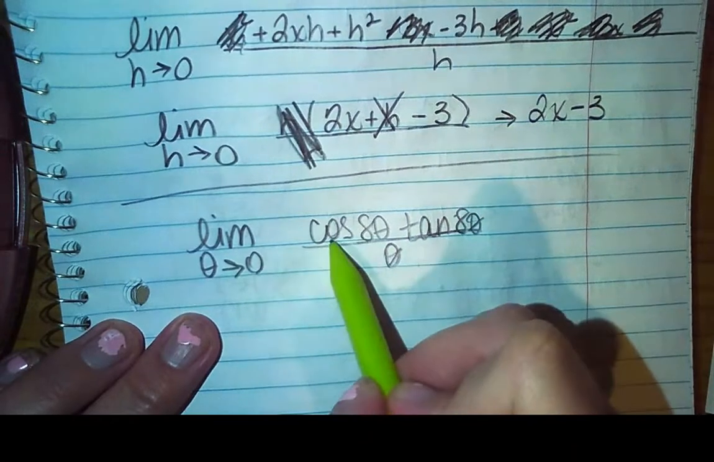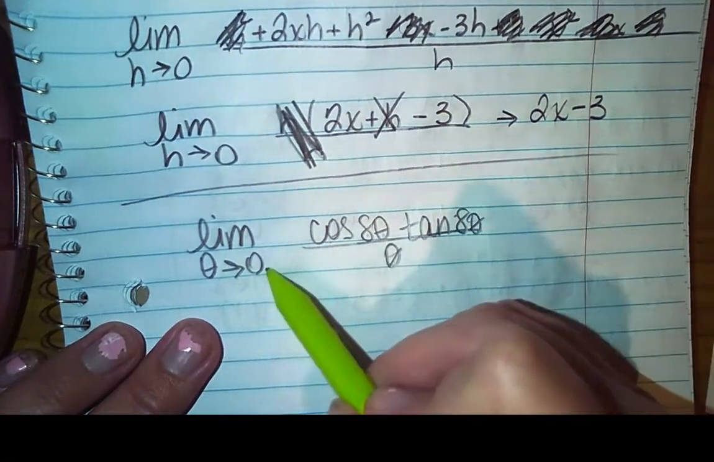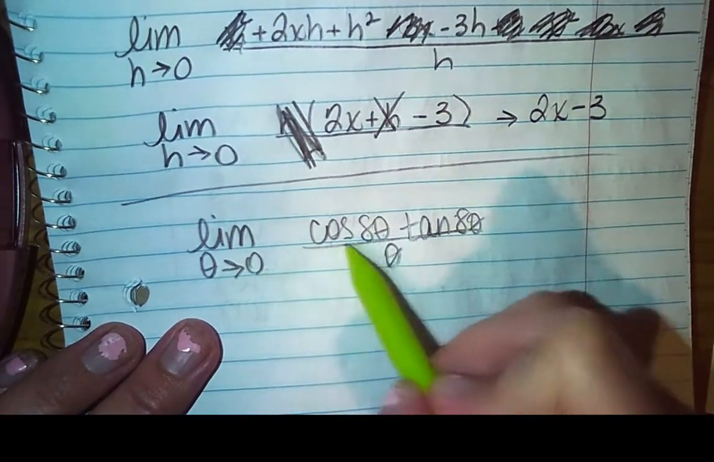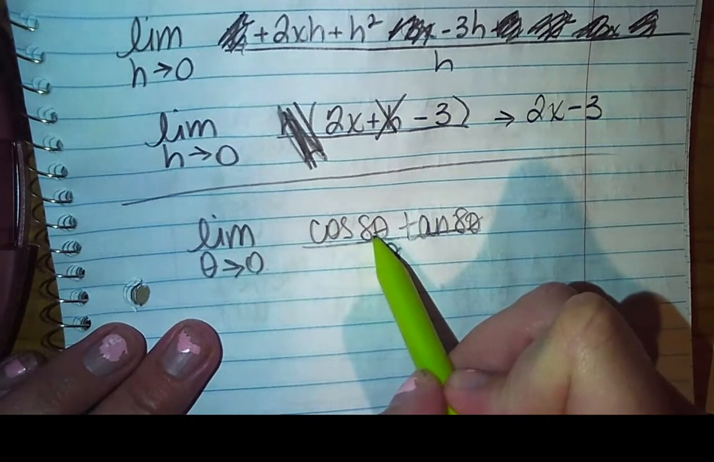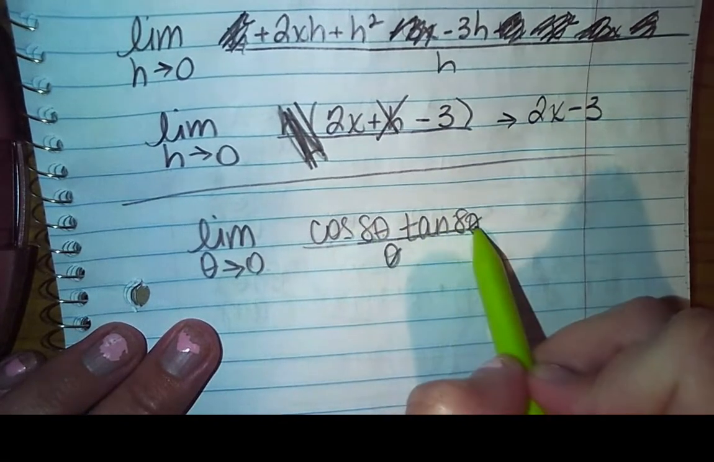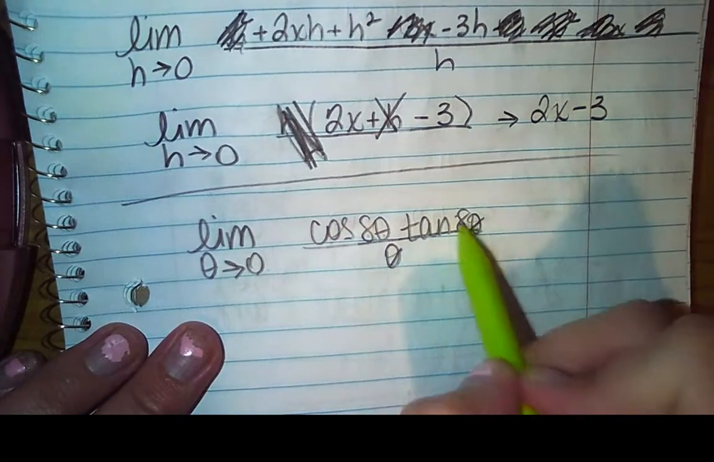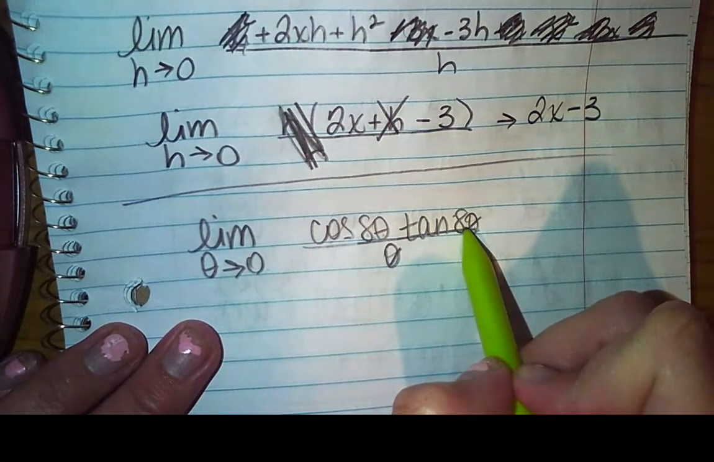All right, so the cosine of 8 theta, if I shove in a 0, is going to be the cosine of 0, which is 1. The tangent of 8 theta, shove in a 0, it'll go to 0, so the tangent of 0 is 0.